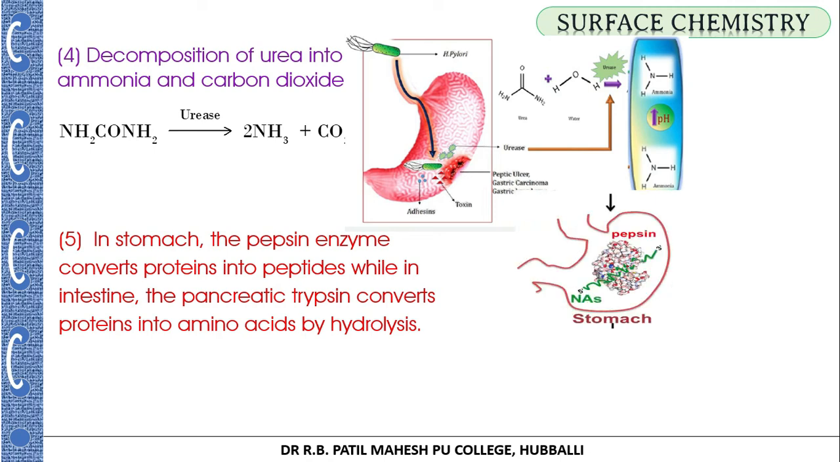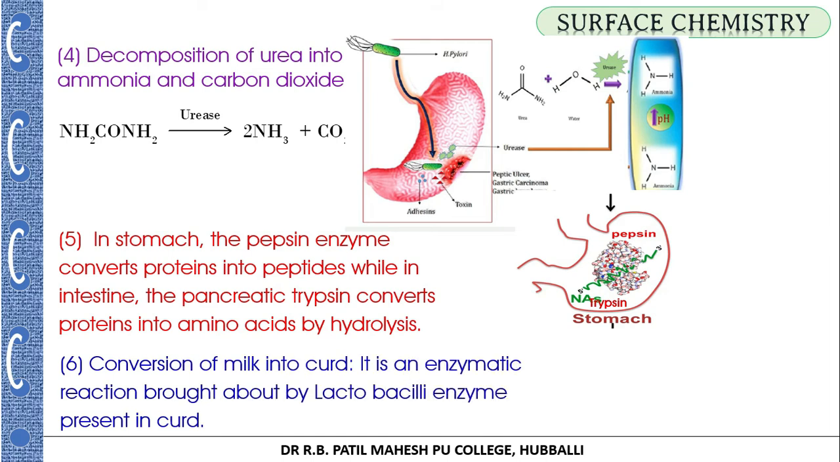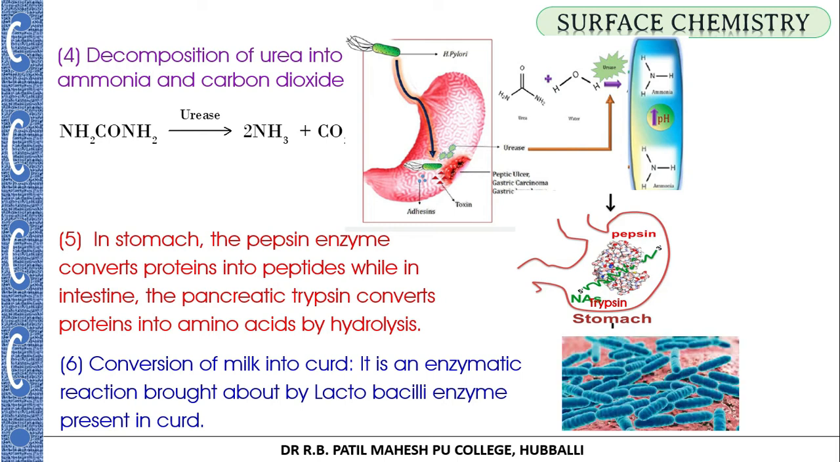Here you can see pepsin that converts proteins into peptides. Here we have pepsin in the stomach, and somewhere here we are going to get the trypsin that converts proteins into amino acids. And in milk, students, there is an enzyme from lactobacilli, okay, that converts milk to curd. So this is a lactobacillus.